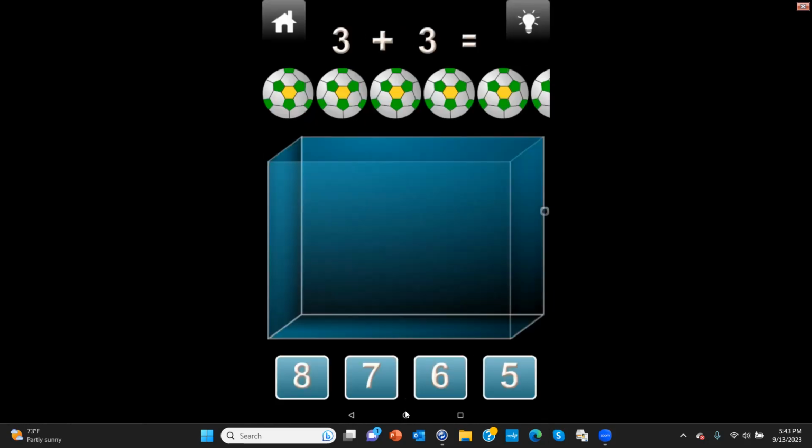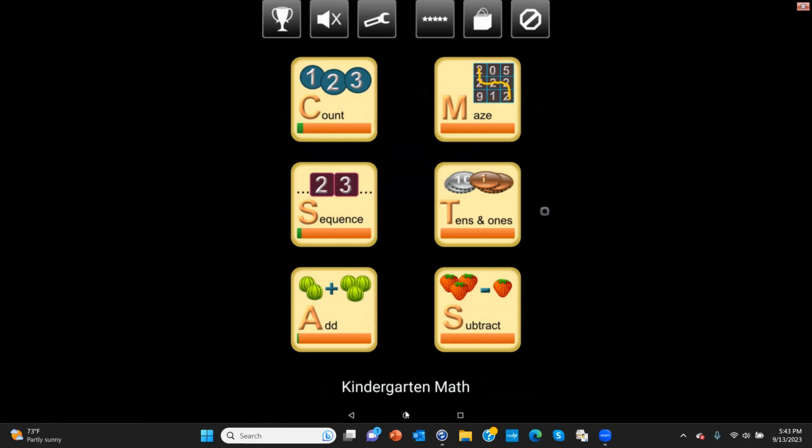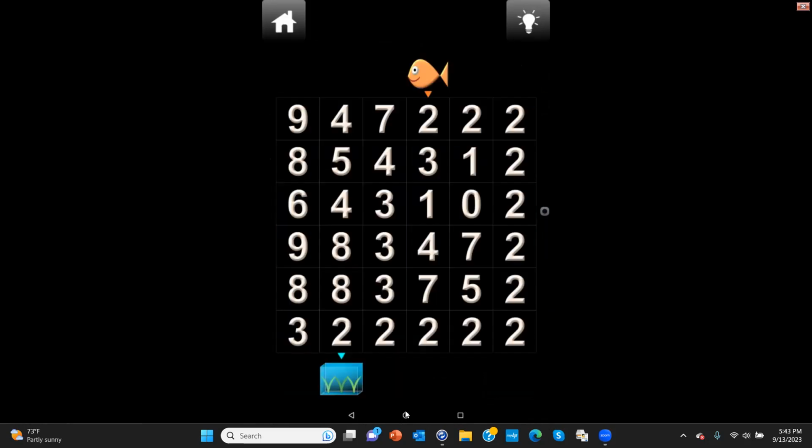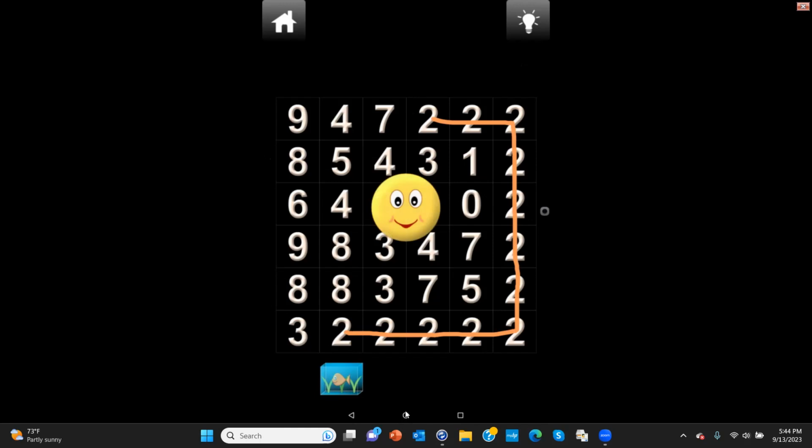Okay, so let's click on the arrow and let's go to the maze. All right. Maze. Okay. Yes, I'm there. Follow the number 2 to get the fish to the aquarium. And see where the aquarium is and see where the fish is? Yes, sir. Okay. Right? Yes.